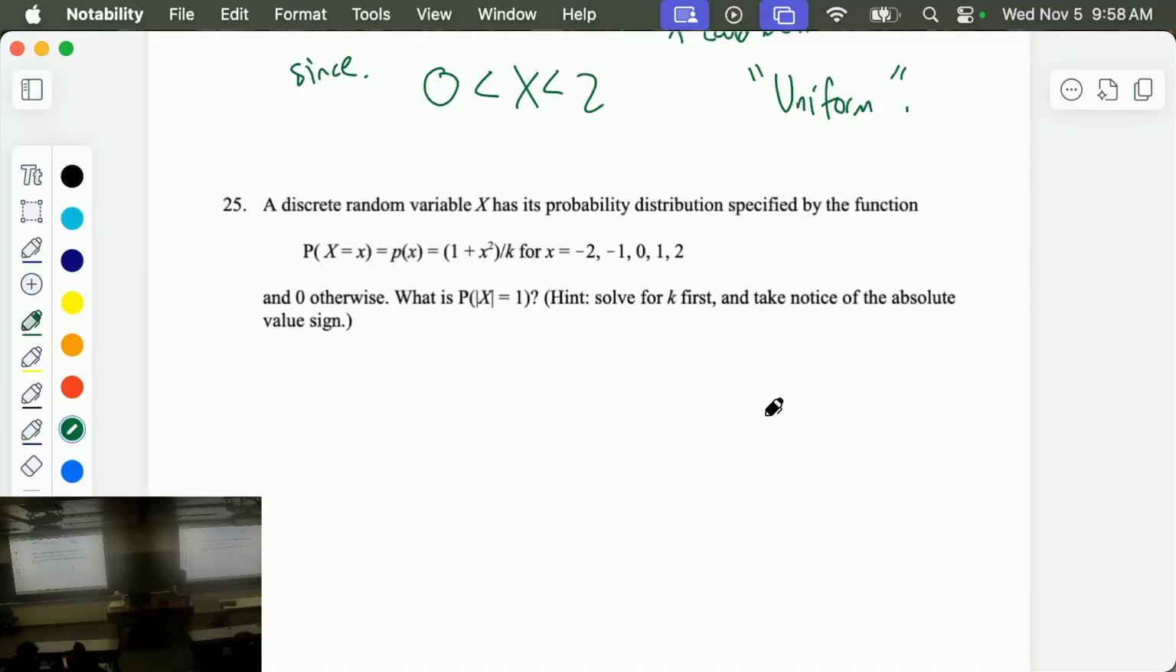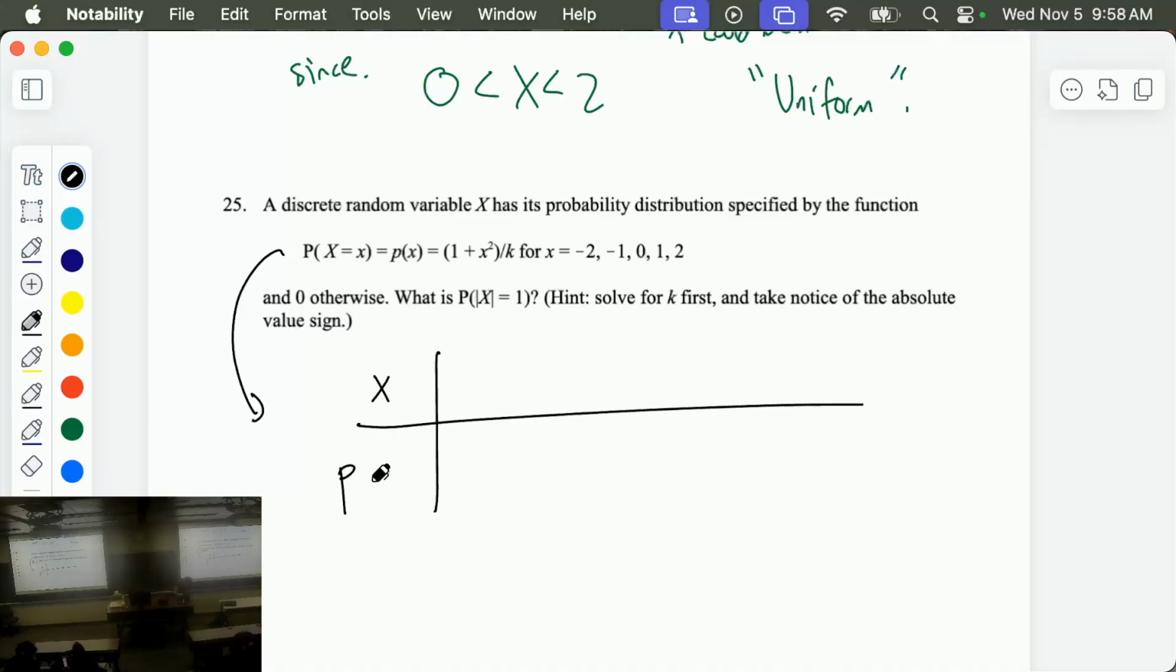So let's convert this to something you're probably more familiar with, which is a table. What am I going to put in the table? So I have x values and I have p of x. What values should I put in my table? Well, they're given to me. Look, they were told over here. So I'm just going to make a table: -2, -1, 0, 1, 2. Very nice. And I'm going to calculate the p of x value.